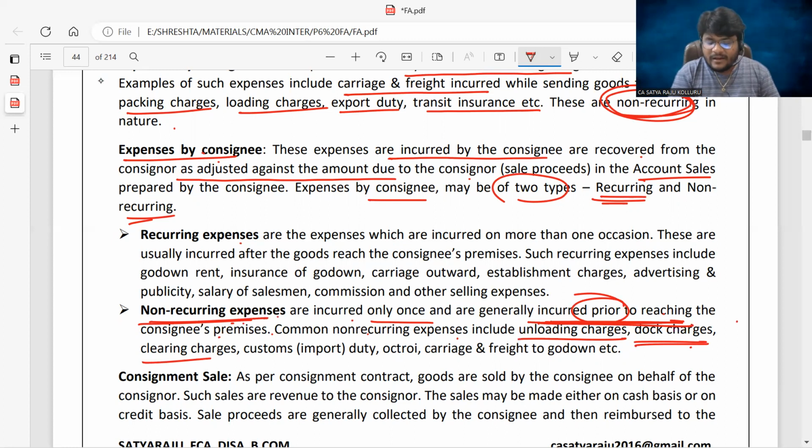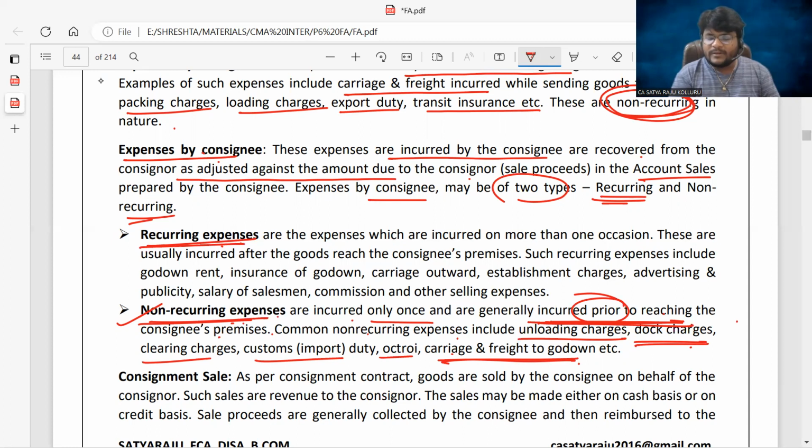Clearing charges, customs duty, octroi, and carriage and freight to godown. From the shipyard to the godown, you need to incur certain carriage and freight. Up to reaching such goods to the consignee's premises, all the different expenses incurred by the consignee are known as non-recurring expenses. Now coming to recurring expenses.